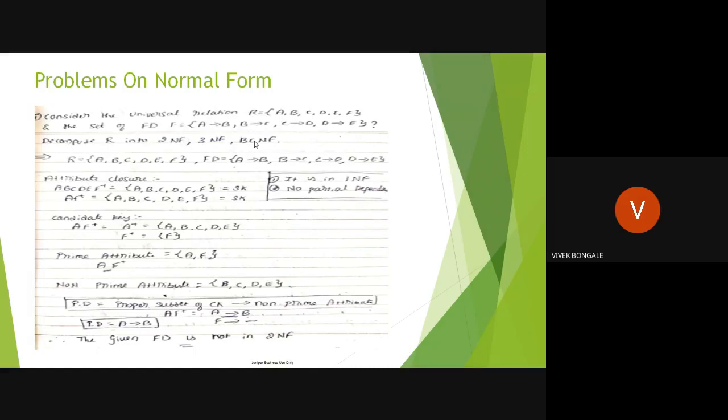As I said, before finding out any normal form on the given table, first we should know how to find the candidate key. Once we find the candidate key, with its help we can find out whether the table is violating or satisfying second normal form. First we'll check second normal form, then third normal form, and BCNF last. So this is the given relation R, A, B, C, D, E, F, with functional dependencies A determines B, B determines C, C determines D, and D determines D. This is the functional dependency they have given.